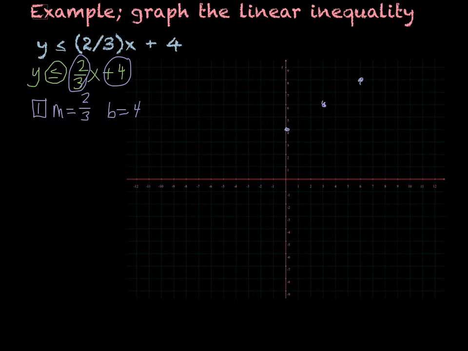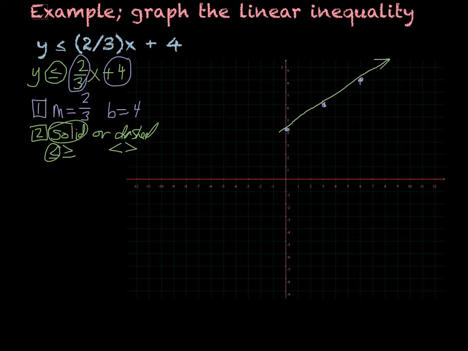Now I need to figure out, is it a solid or dashed line? Okay, so if it's a solid, it is a less than or equal to, greater than or equal to. If it is dashed, it is less than or greater than. Since this is a less than or equal to sign, it's going to be a solid line. So I can draw my line like I always do.